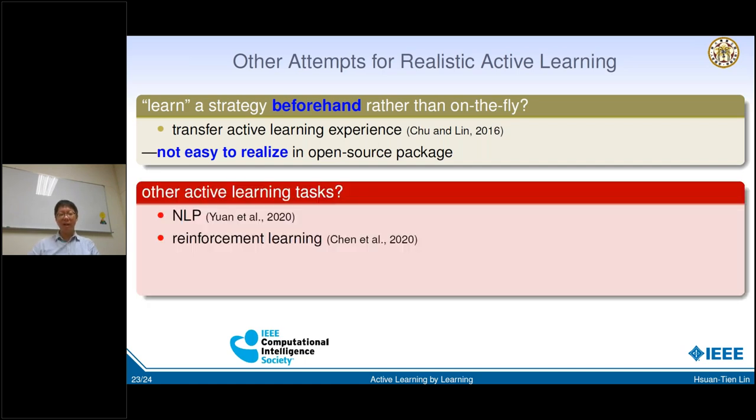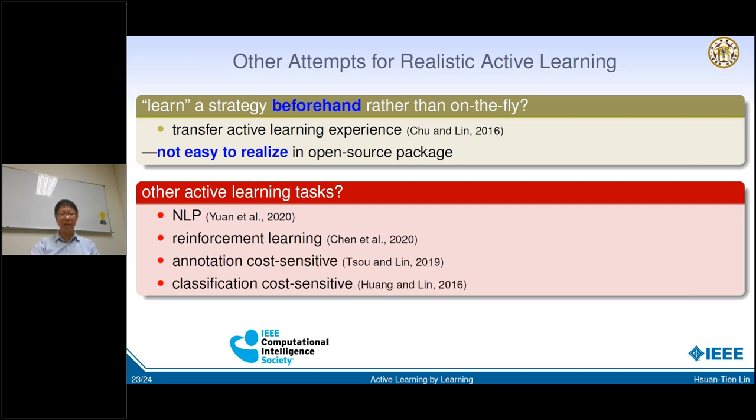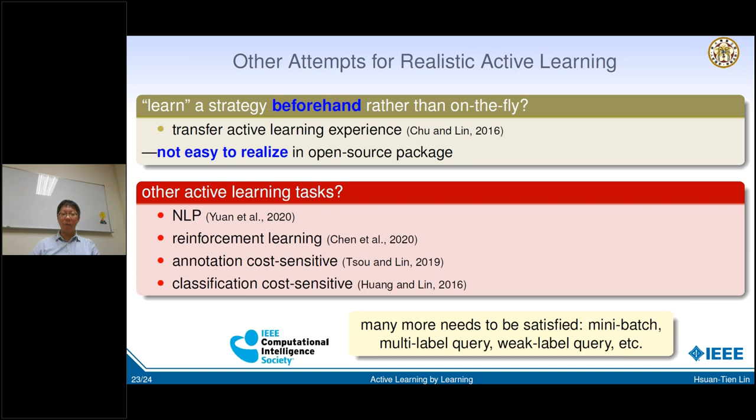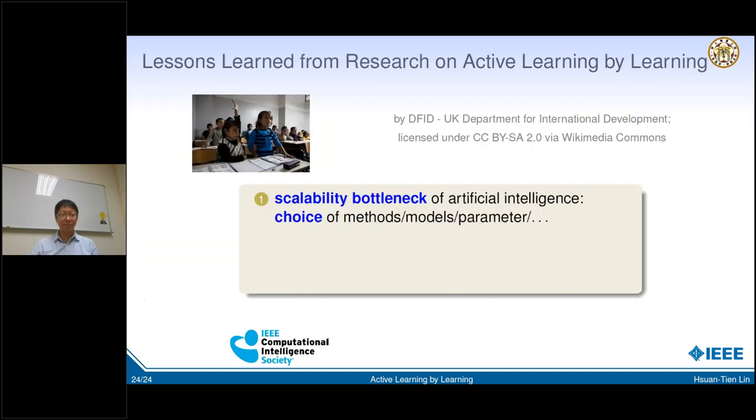And we have studied the use of active learning on other tasks like NLP or reinforcement learning, or variations of the active learning task, like being annotation cost sensitive or classification error cost sensitive. Those are some of the works that we have done. And we are still trying to satisfy more real world needs in terms of active learning. And if you have interesting problems, I welcome you to send me an email and we can discuss some possibilities in the active learning domain.